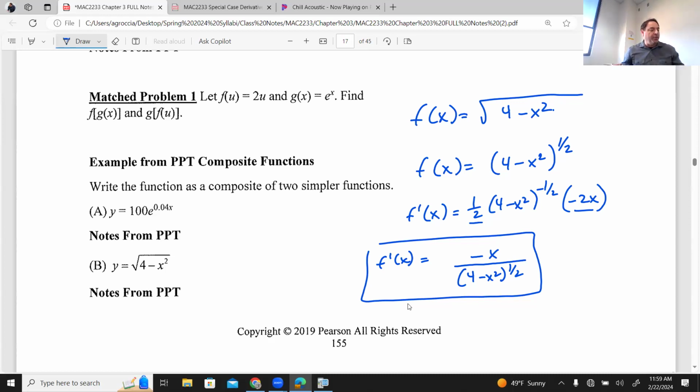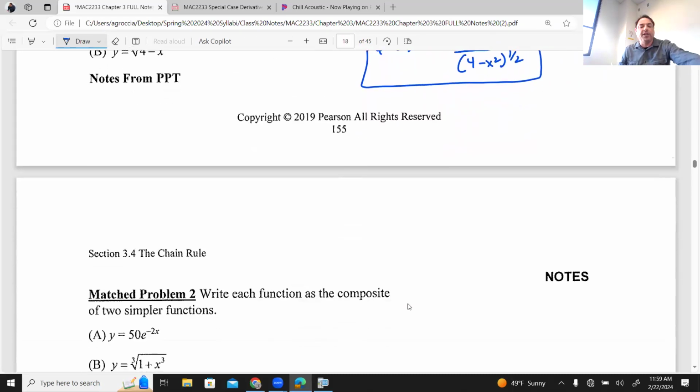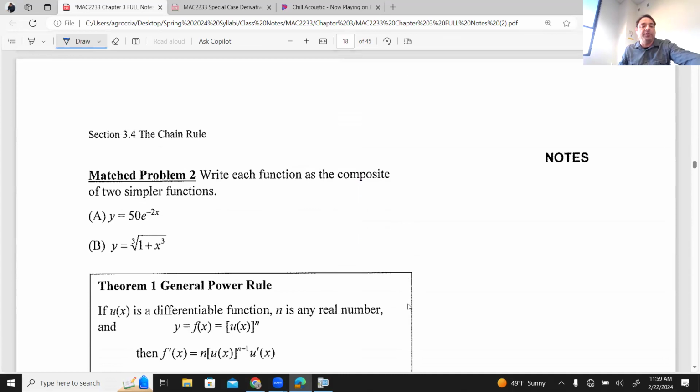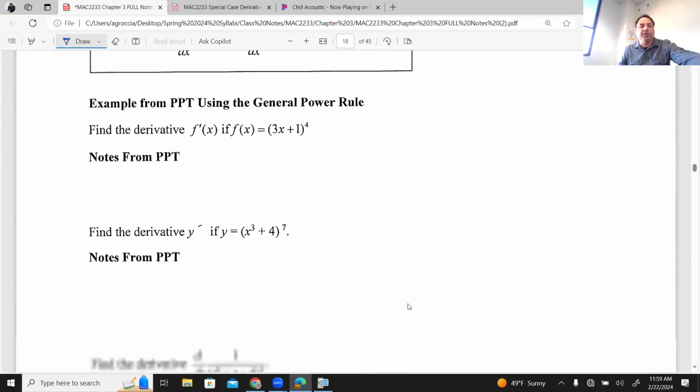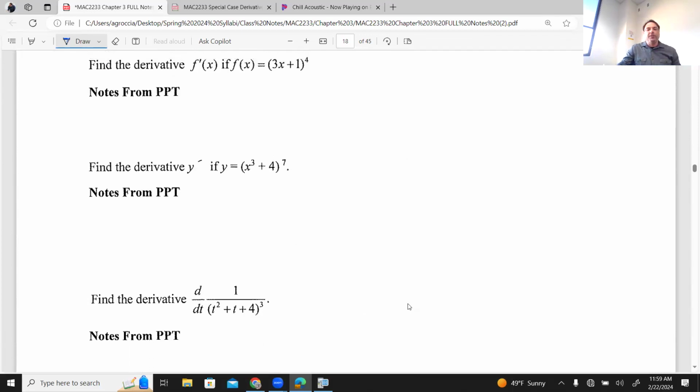Okay, so again, now we're just going to practice and give you a little bit more experience. So here's another one. And again, there's a ton in between that you can practice and all that. I'm just picking certain ones. Okay, so let's do this one next. So let's say we had 1 over (x squared plus x plus 4) raised to the third.